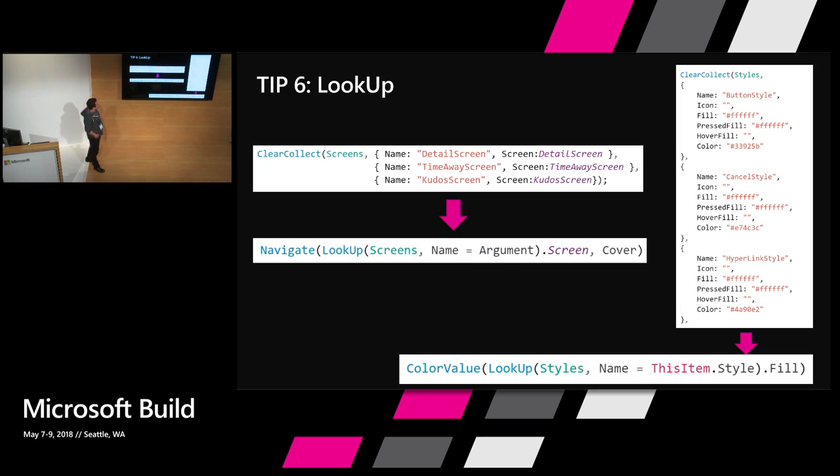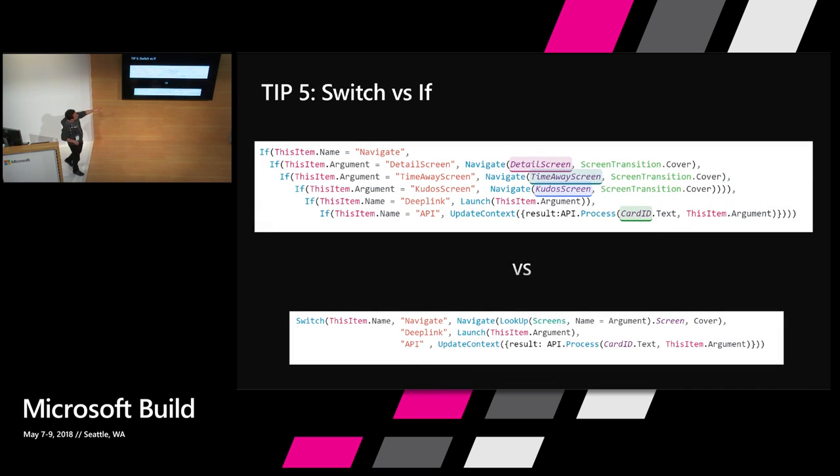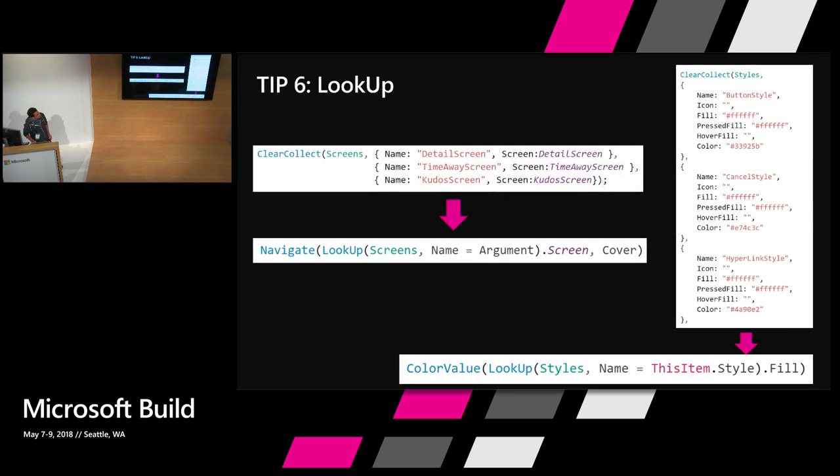What I'm doing here is constructing a name-value pair that links a name to an actual screen. So the end result is that I don't have to do an if statement. I only have to do a lookup, and the argument coming from the data is going to drive which of the rows I get back from my screen collection. The end result, again, is much more compact, as you can see down here: navigate, lookup. So there are many ways you could reduce complexity in your app. This is one of them.